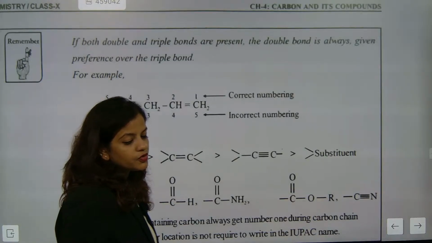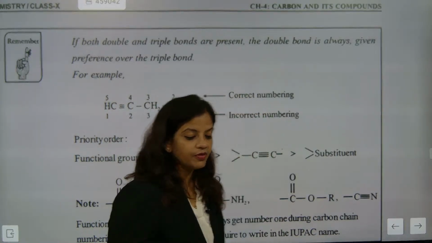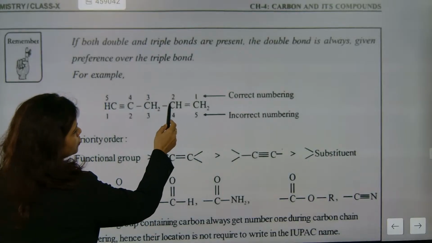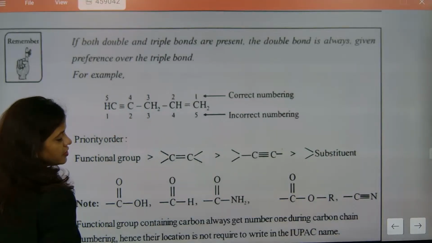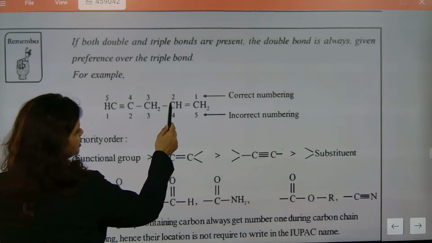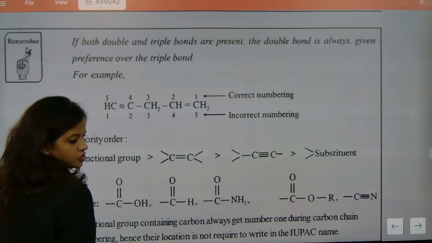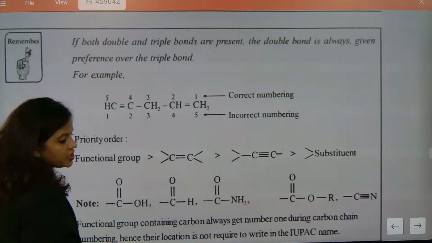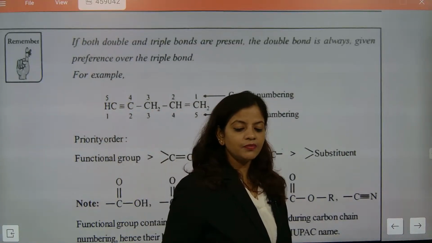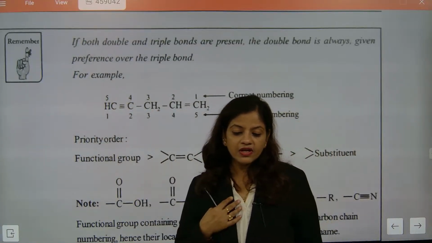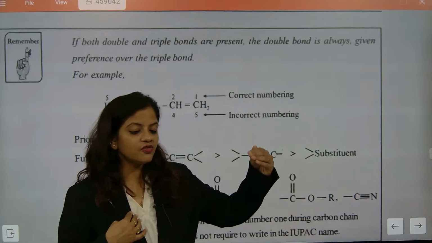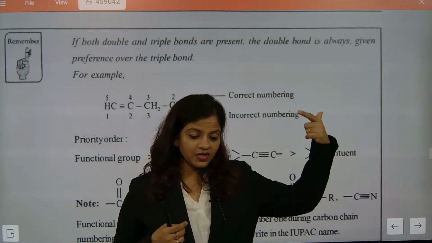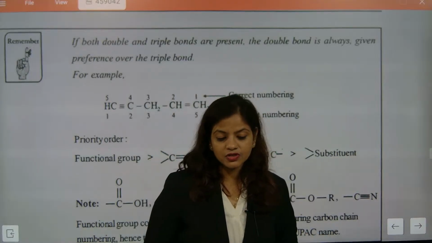Very good, ma'am. So here, when you are checking, you need to remember this part. It is starting from one: one, two, three, four, five. Methane, ethane, propane, butane, pentane. Here in the first location, ene is there, and in the fifth location, ine is there. As per the naming preference, we will give preference to ene first, and then to ine.